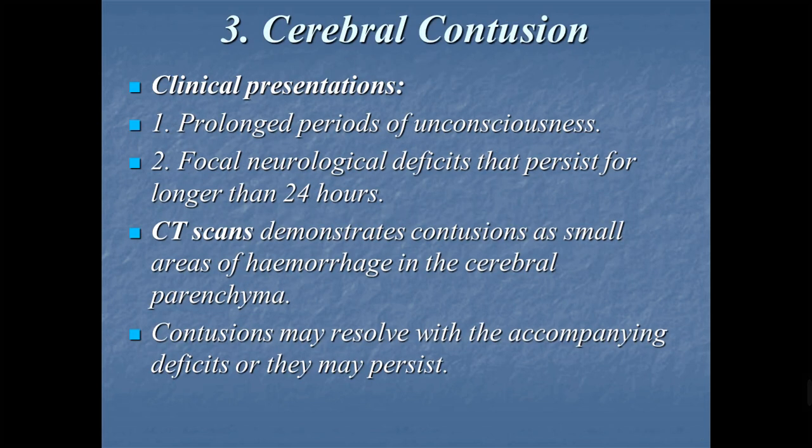Cerebral contusion clinical representations are as follows: a prolonged period of unconsciousness, loss of consciousness, and focal deficit that persists for longer than 24 hours. CT scan demonstrates contusions as small areas of hemorrhage in the cerebral parenchyma. Contusions may dissolve with accompanying deficit, or they may persist, so that after their resolution, the patient's movement may recur or may not recur. To treat these patients, in fact, we treat them conservatively because there is no specific method to treat these lesions, just like diffuse axonal injury, concussion, and also contusions.